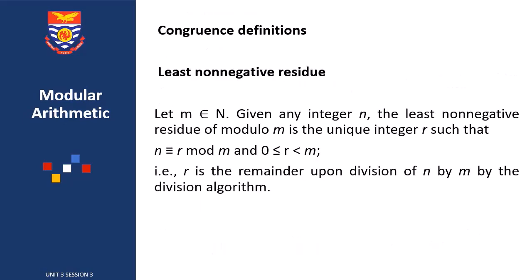Least non-negative residue. Let m be a natural number. For any integer n, the least non-negative residue of n modulo m is the unique integer r such that n is congruent to r mod m, for r in the given interval. So r is the remainder upon division of n by m, by the division algorithm. Don't forget about that.